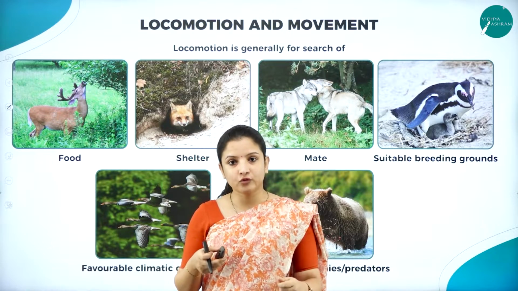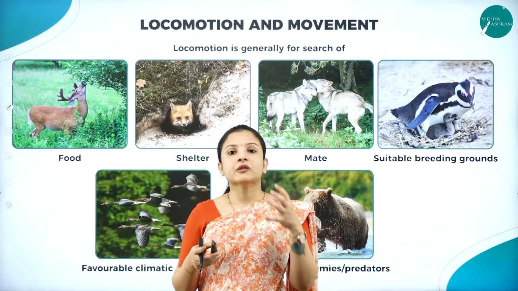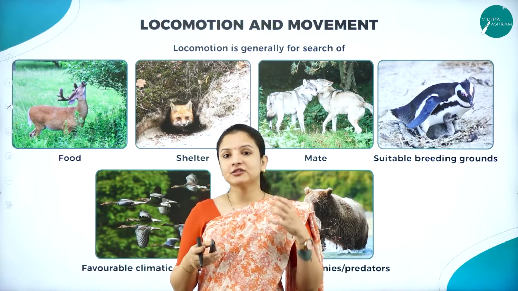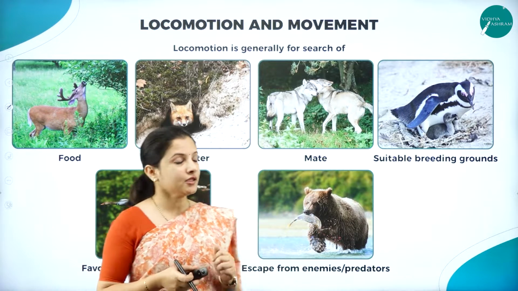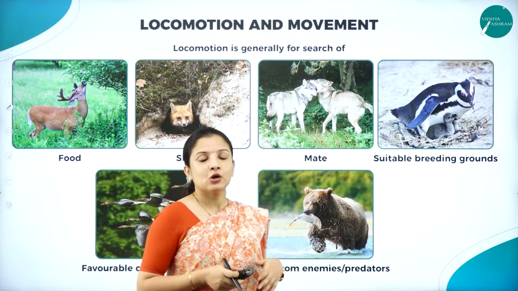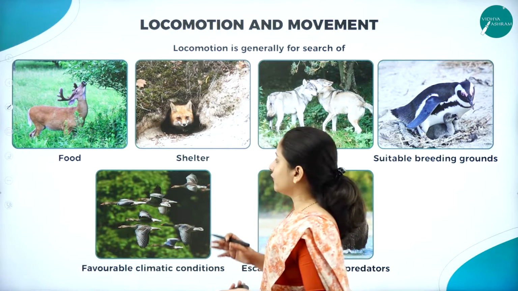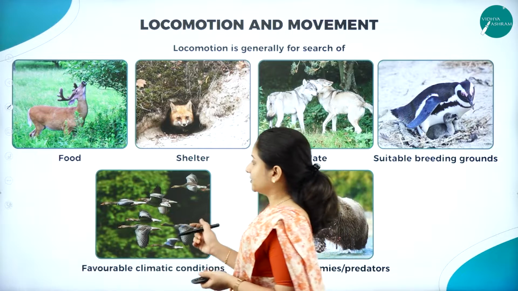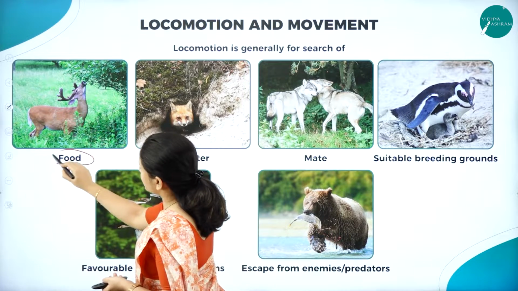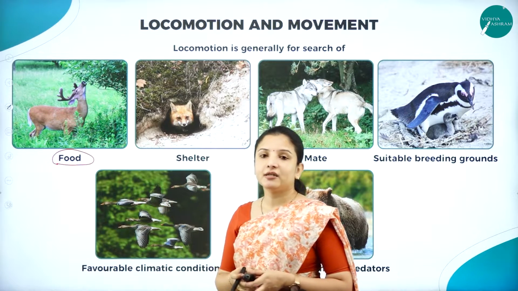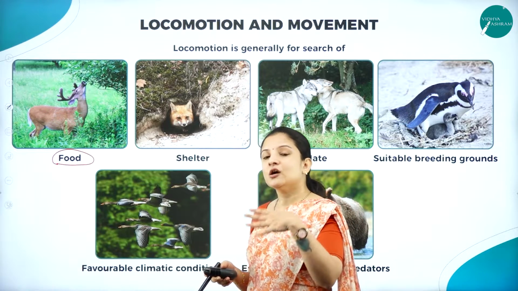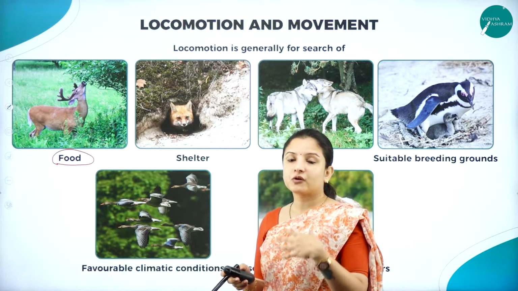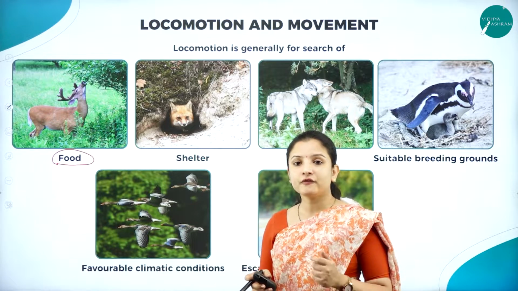So to fetch food, to seek shelter, for various purposes, locomotion is very, very important in the case of animals and human beings. So we shall see why locomotion is important for different purposes. One is food. Especially the heterotrophs, be it the omnivores, the carnivores, or the herbivores, they need to move from one place to another in search of food.